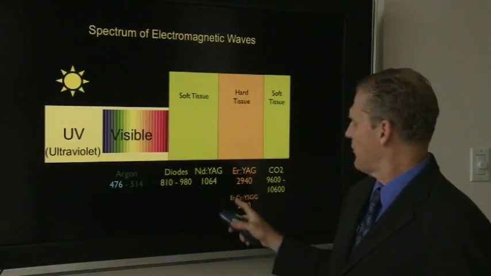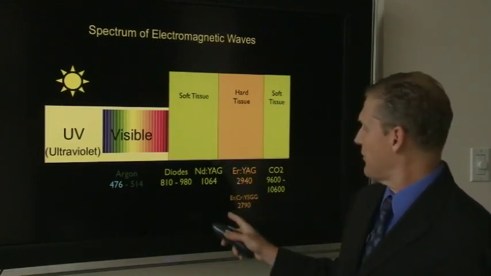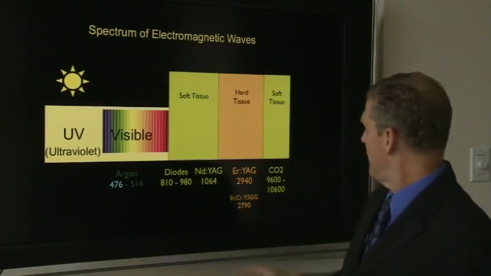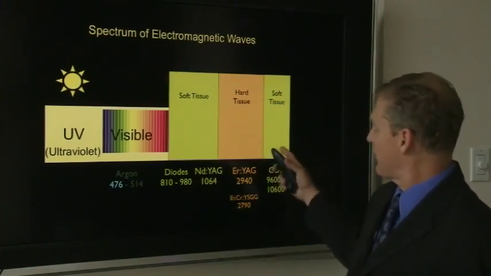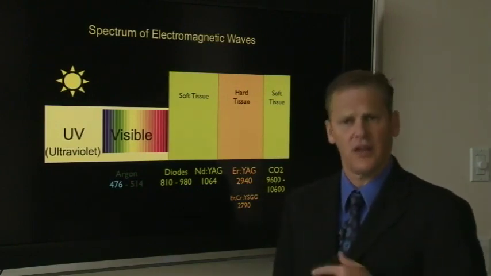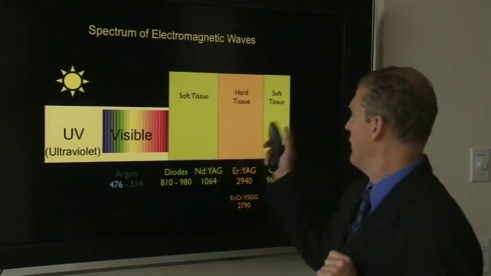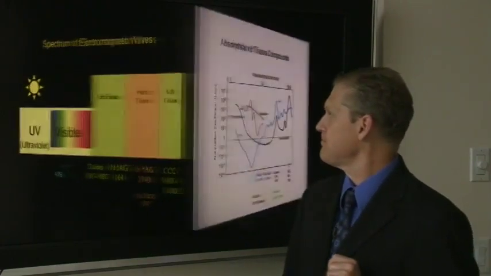The erbium lasers are erbium YAG and erbium chromium. These are close to 3,000. The Nd:YAG is at 1,000. And finally, the longest wavelength, which again is soft tissue, is CO2. And these long wavelengths can travel quite a distance. So again, you want to be really careful with minimizing the reflective surfaces when you're using these longer wavelengths.